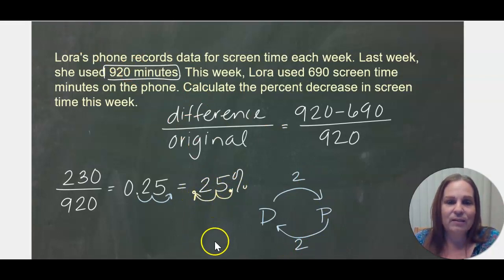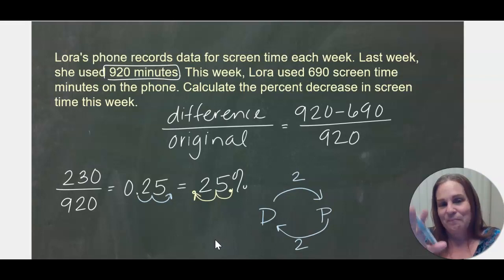All right? So D comes before P alphabetically, so that's how you can remember which one to write first. D to P, 2 places to the right, P back to D, 2 places to the left. I think it's easier just to remember that percent and hundredths mean the same thing, but if rules are your thing, go for it.